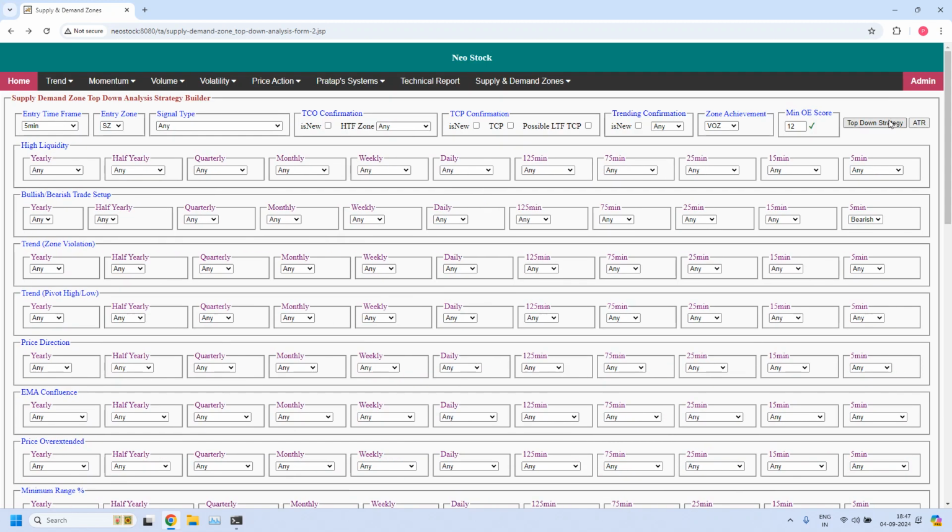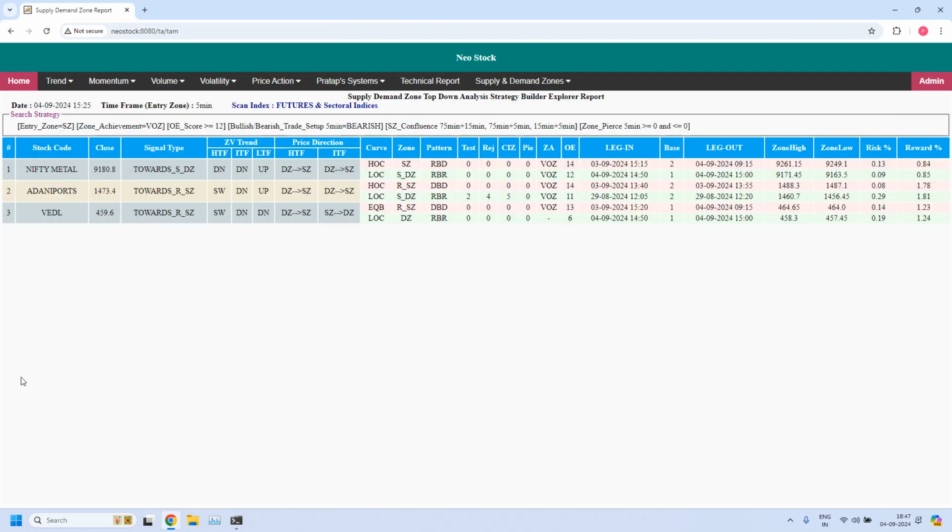Now with all the 3 filters, let's verify. So 3 stocks are filtered, and these 3 stocks are having LTF, ITF, HTF confluence. And this is sideways. Anyway, this indices is not listed in F&O. Let's not look for EMA confluence.